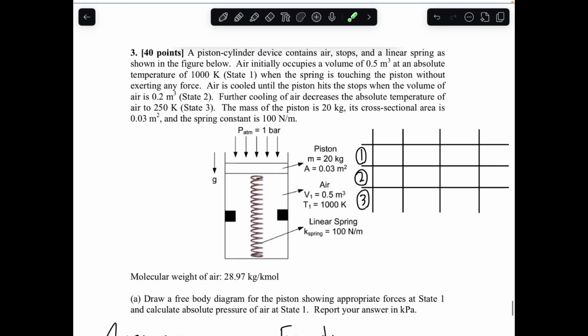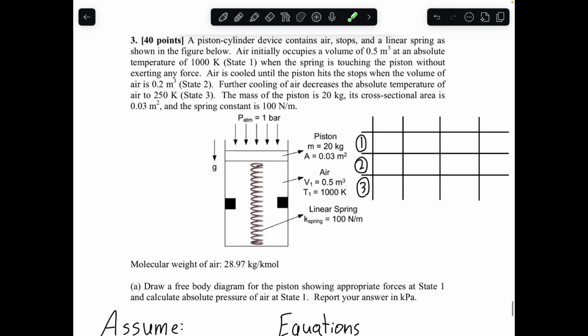So we'll start with identifying the system. And actually what's happening here before we get into the system is we have another piston cylinder device. This piston has some weight this time, it tells us. And so this piston is going to try to fall down. And then this spring is initially not in compression. It says the spring is touching the piston but not exerting any force. So it's just sitting there at state 1.